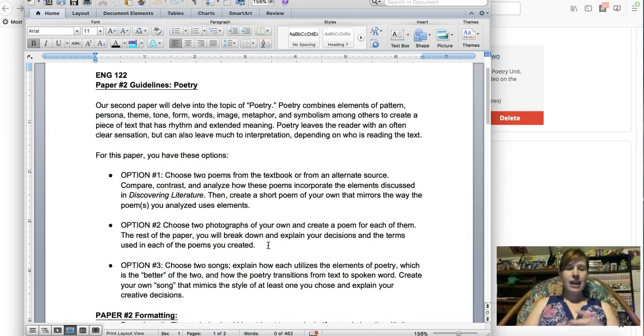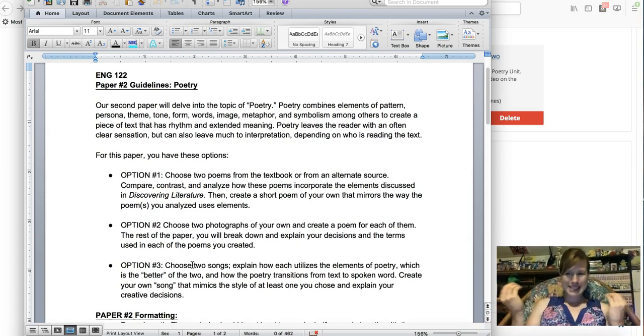And then option three is that you will choose, instead of two poems from a book, you'll choose two songs. Because as we'll talk about in the presentation, songs are very much poetry. The entire genre of rap is rhythm and poetry.